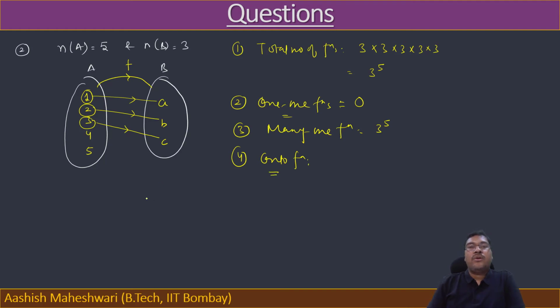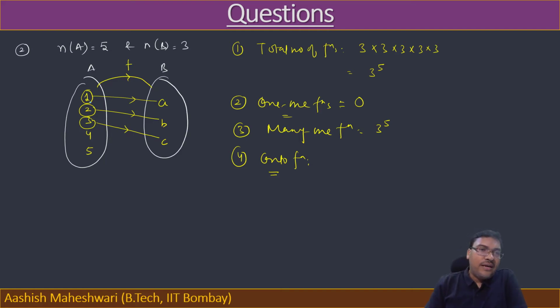Now how will you get, or how many onto functions are there from set A to set B? Here you have to remember one concept from permutation and combination. This concept you must have done in permutation and combination. There is one formula. I'll just explain the concept part first, then I'll give you the formula.